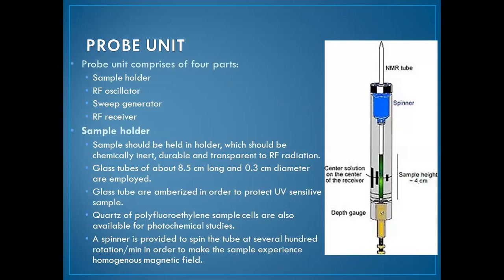Probe unit basically comprises four parts: sample holder, RF oscillator, sweep generator, RF receiver. So first, we'll discuss the sample holder. The sample should be held in a holder which should be chemically inert, durable and transparent to RF radiation. Glass tubes of about 8.5 cm long and 0.3 cm diameter are employed. Glass tubes are embrowned in order to protect UV-sensitive samples. Quartz or polyfluoroethylene sample cells are also available for photochemical studies. A spinner is provided to spin the tube at several hundred revolutions per minute in order to make the sample experience a homogeneous magnetic field.